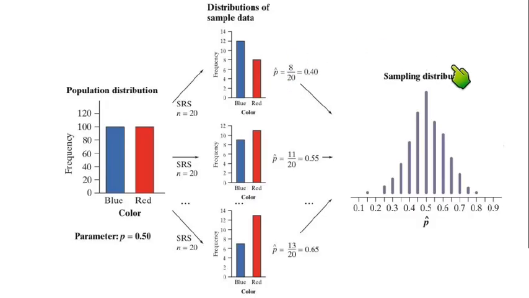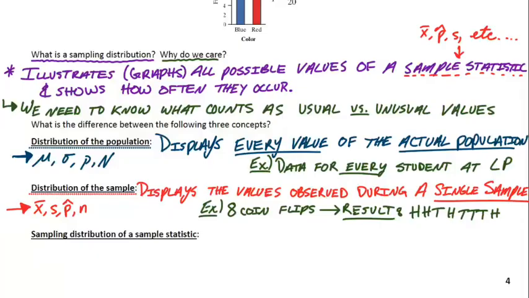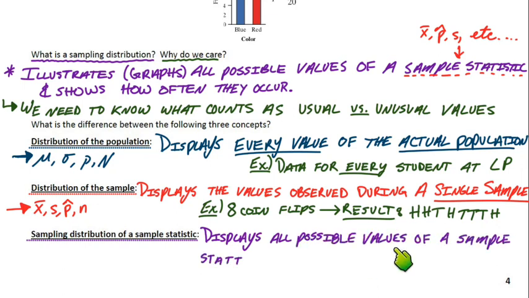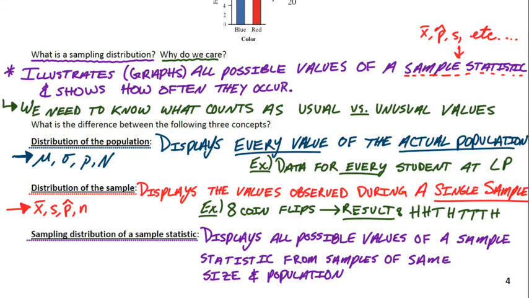And then the last piece that we're going to get to is the sampling distribution. So the sampling distribution of a sample statistic, what does that do? Well, we've actually covered it already. That displays all possible values of a sample statistic. So if we could have possibly taken all possible samples of size 20 from the chips and recorded the p hat, the sample proportion of red chips for each one, that would give us our sampling distribution.